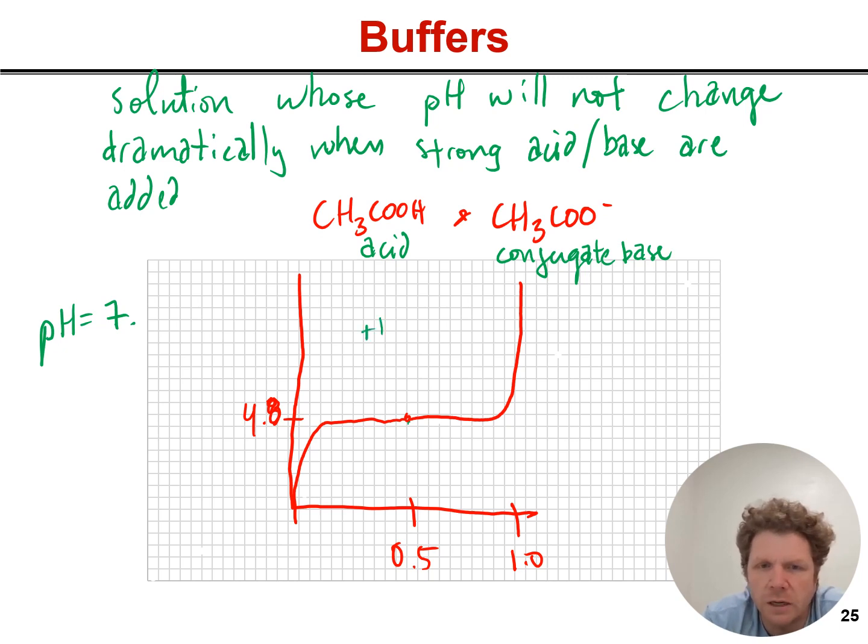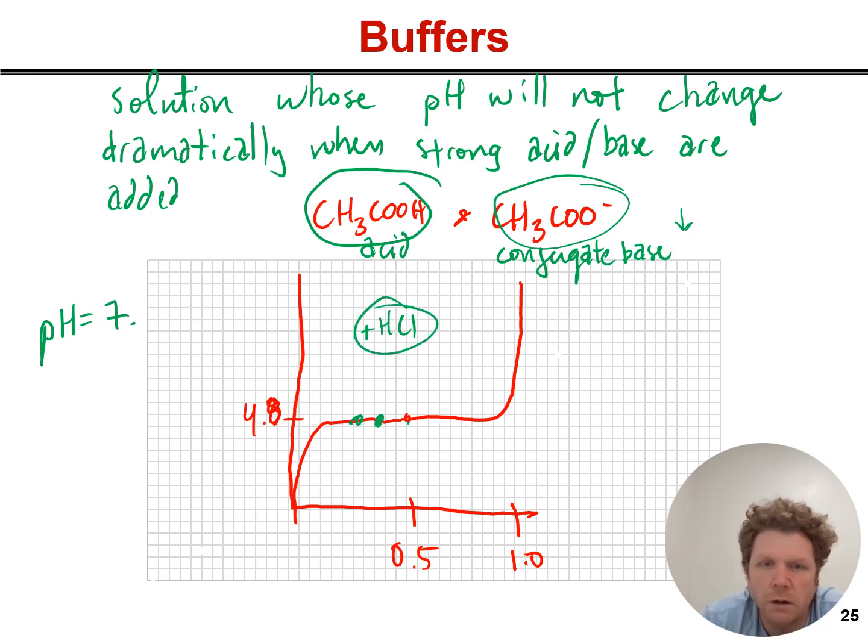You can add some HCl, and what's going to happen is the amount of acetic acid is going to go up a little bit, and the amount of the conjugate base is going to go down a little bit. You're going to end up right here. You can add some more HCl. You're going to end up right here. Add more. Boom, boom. You're making these small changes.